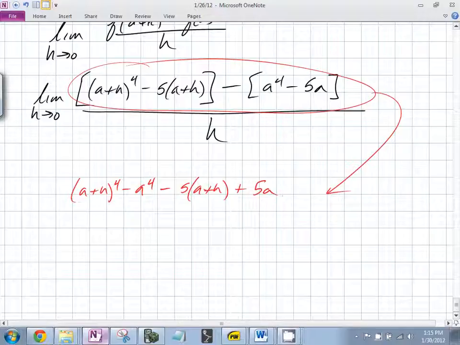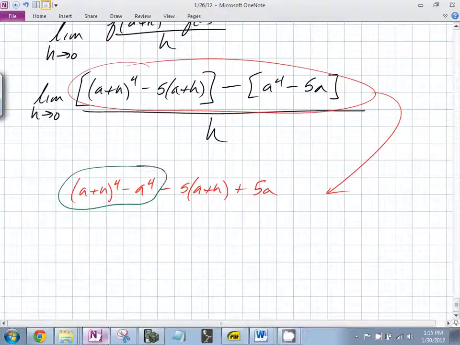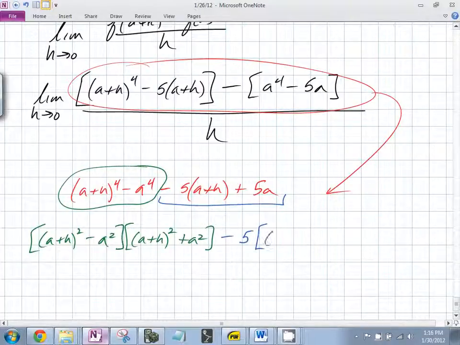I'm now going to recognize something here. Can someone tell me what this is? I'll write it and see if you can tell me what it is. The difference of what? That is the difference of squares. Classic. And what can I factor out? I'm going to factor out a negative 5. I'm left with what? A plus h minus h, right?